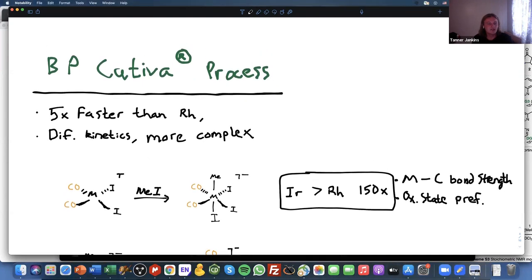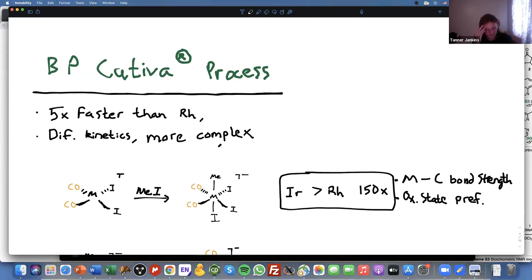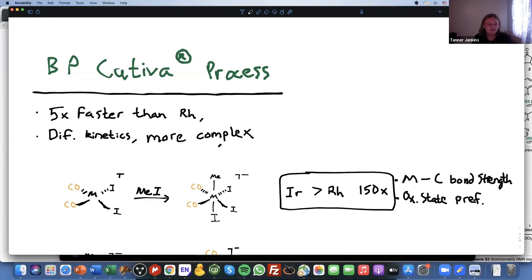And so this was great for both those reasons, and they were able to make acetic acid in an even cheaper fashion. However, the iridium process is much more complex because as iridium is a third row transition metal, it's able to more readily adopt some higher oxidation states under these, what I would consider highly oxidizing conditions.